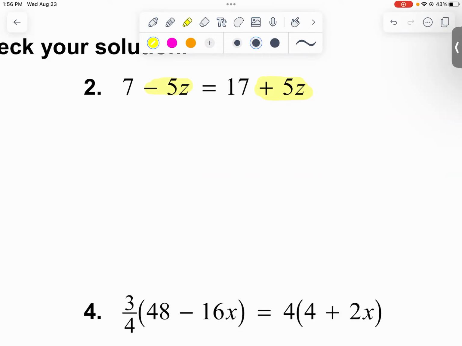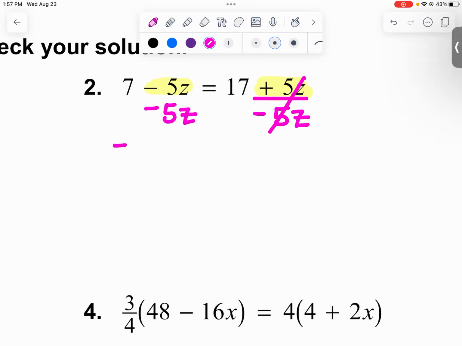What side would you like us to move the variables to? Let's vote. Left side, raise your hands. Right side, raise your hands. Okay, we voted on left side. So if I want this 5z right here to be moved to the other side, what operation would move it there? Subtraction. We would need to subtract 5z from both sides. So wouldn't it be 10z? Negative 10. It would be 7 minus 10z equals 17.